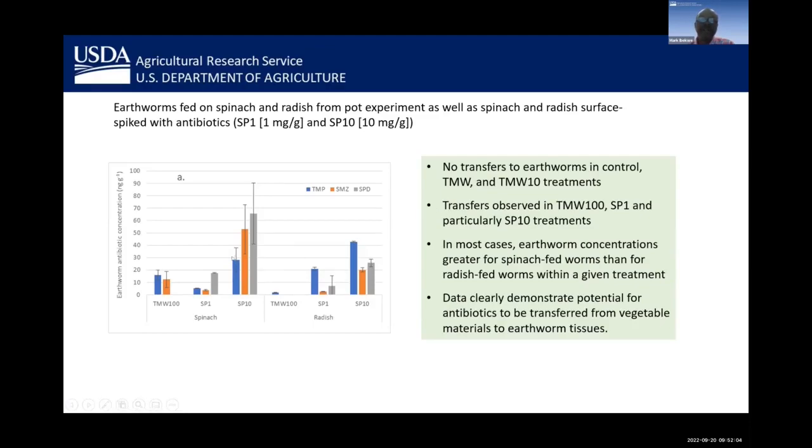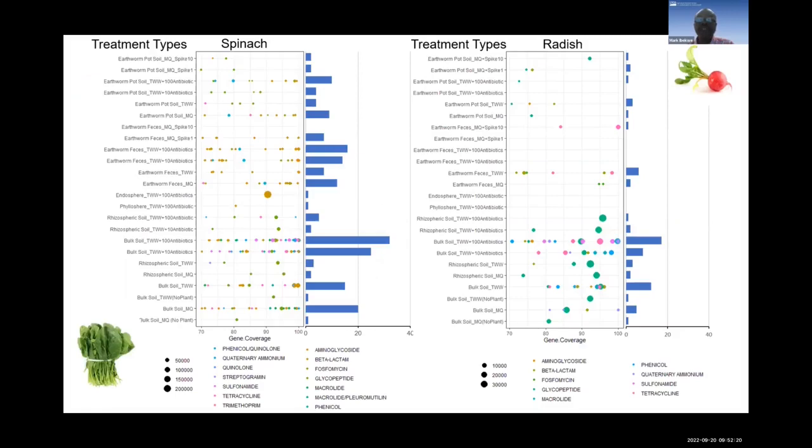And the only area that we didn't see was when we spiked the plant materials once we harvested them, because there was just not enough time. So the question then becomes, what happens? What happens to the soil? What happens to the earthworm gut?